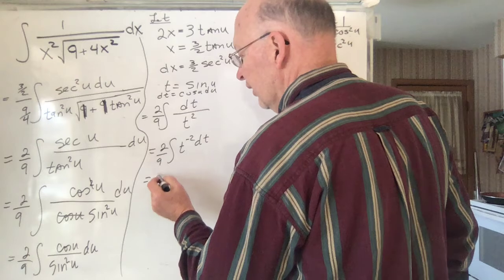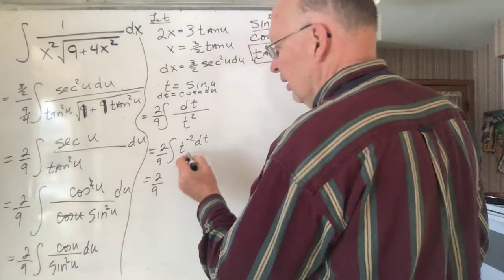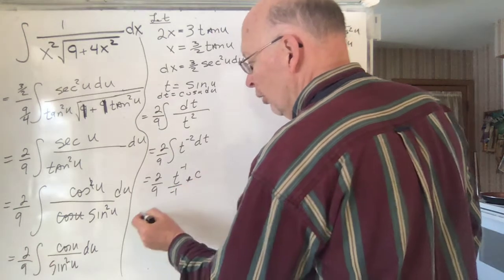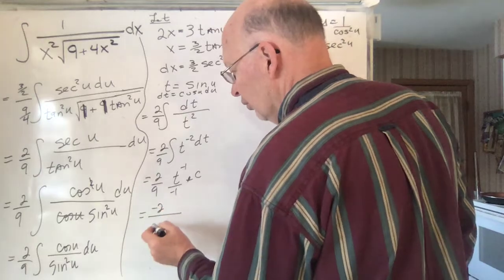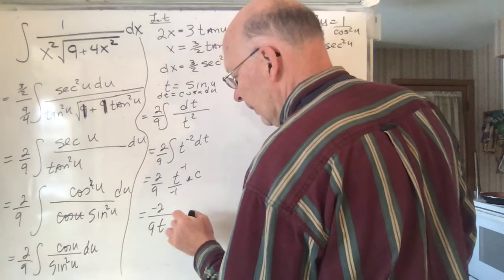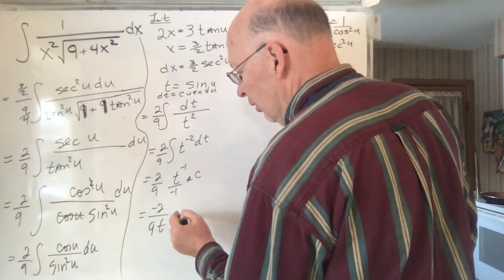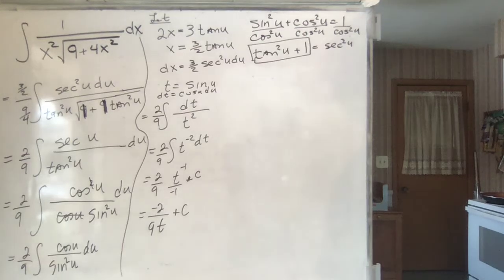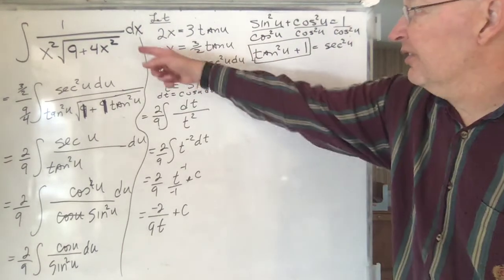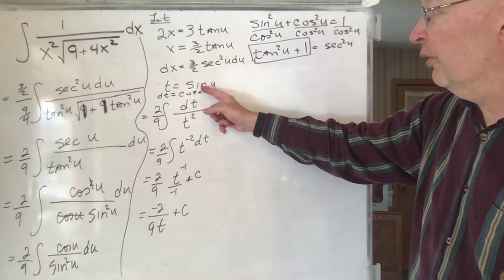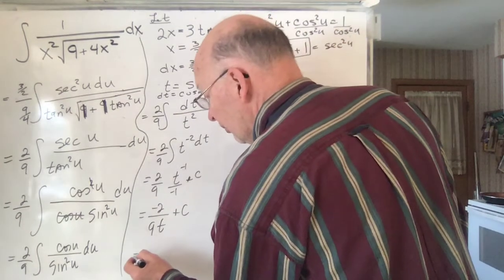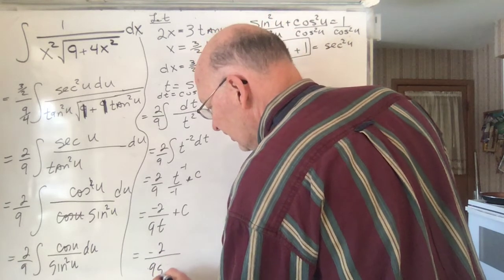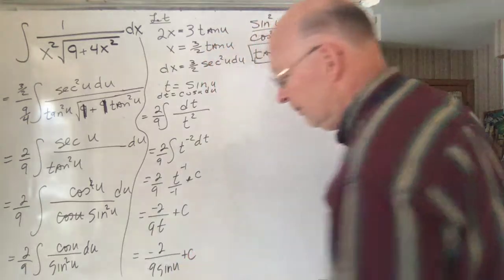Take the antiderivative, you're going to get 2/9 times t to the negative 1 divided by negative 1 plus c, which is going to be negative 2 over 9t plus c. Okay, there it is. Now you need to put it back in terms of x's again. The first thing you do is to write it as sine of u. So it's going to be negative 2 over 9 sine of u plus c.